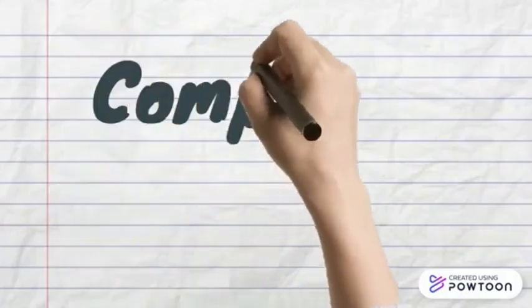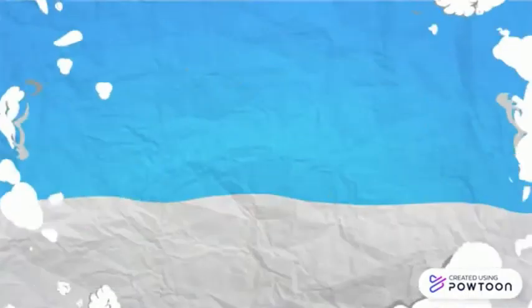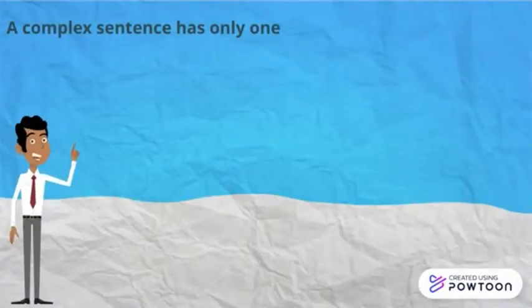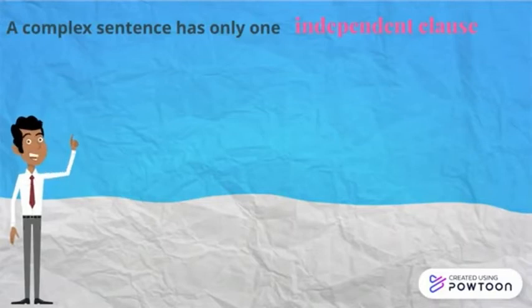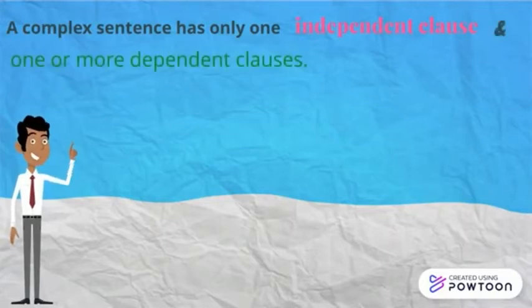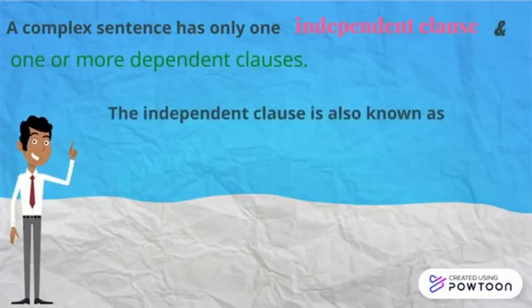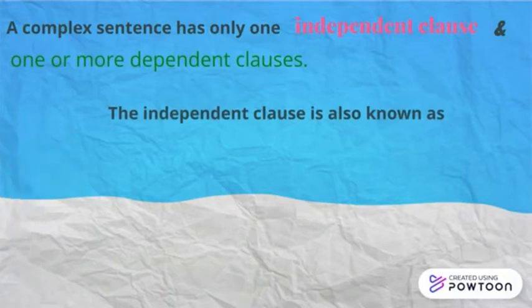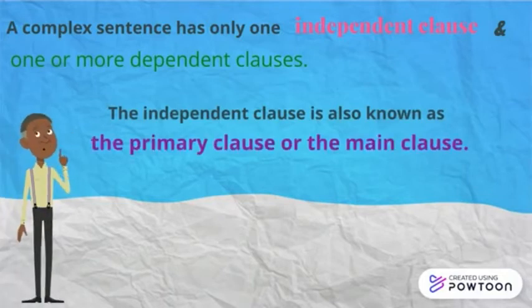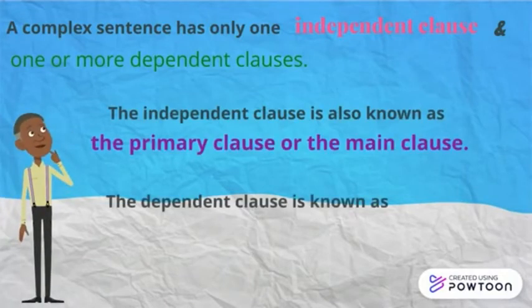Complex sentences. A complex sentence has only one independent clause and one or more dependent clauses. The independent clause is also known as the primary clause or the main clause. The dependent clause is known as the subordinate clause.